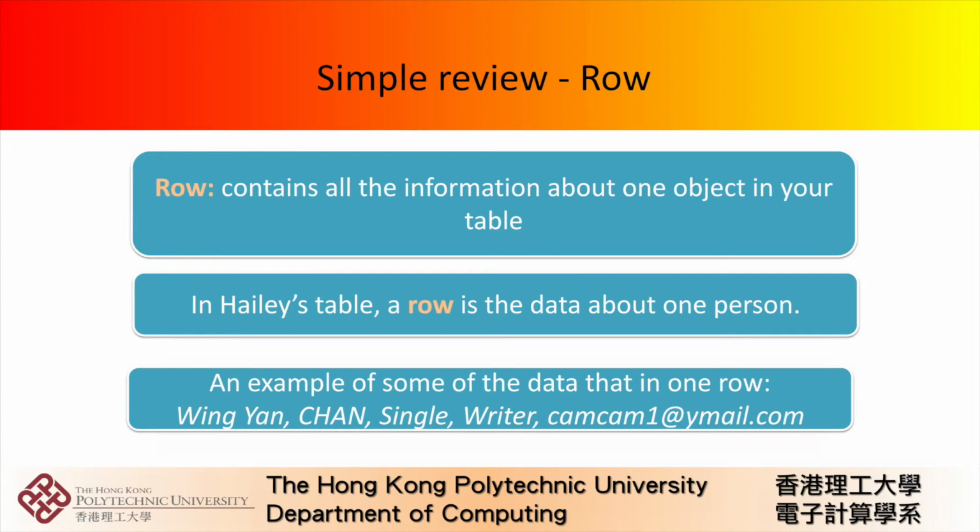A row contains all the information about one object in your table. In Haley's table, a row is the data about one person. Here is an example of some of the data in one row: Wing-Yan Chen, single, writer, and her email.